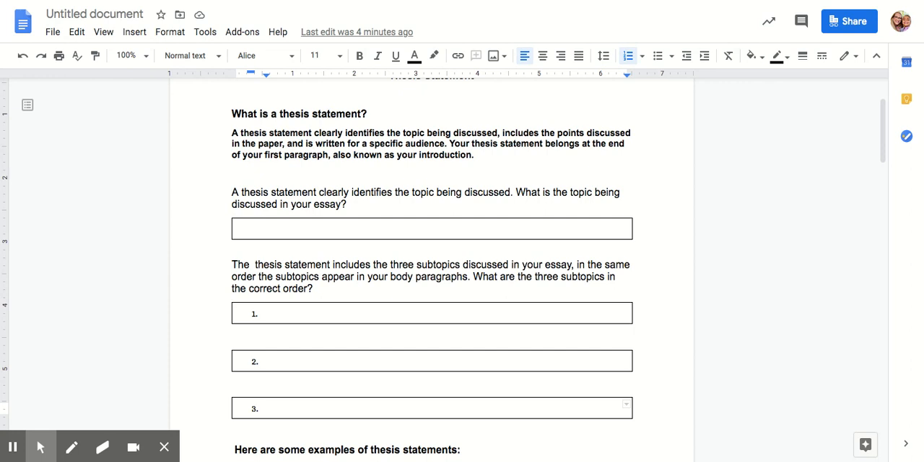So you've got 3 subtopics, and it has to be in the correct order. So that information is going to go right here: 1, 2, and 3. Again, topic goes here, and 3 subtopics go here.